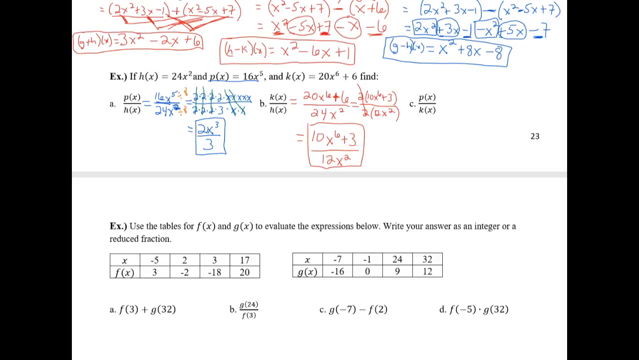Part C here has p of x divided by k of x. P of x is 16x to the 5th, divided by k of x, 20x to the 6th plus 6. So again, because of this plus here, I have to look at all three terms. 16x to the 5th is a term, 20x to the 6th is a term, and 6 itself is a term. So the only thing that I see they all have in common is 2, right? Because 6 doesn't have any x's, and nothing else has a 3 in it besides the 6, and nothing else has a 5 in it besides the 20. So I'm going to go ahead and divide out a common factor of 2 from the numerator and from the denominator.